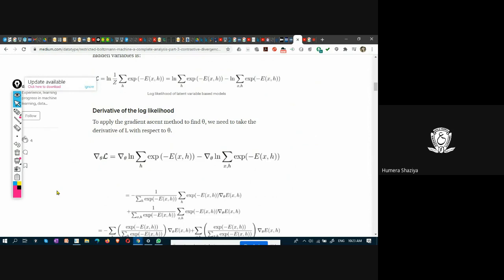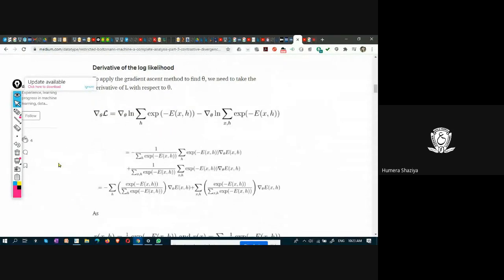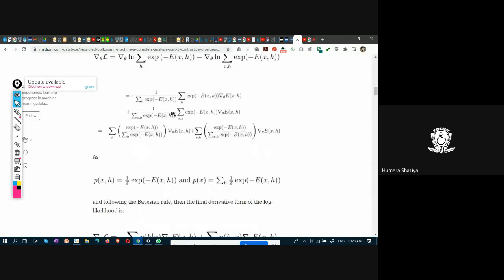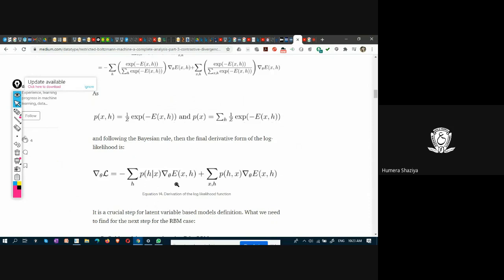Derivative of the log likelihood. This is the math behind deriving this equation. To find the derivative of this equation through calculus, we get this equation, and then this Bayesian rule. Then the final derivative form of the log likelihood is this one.